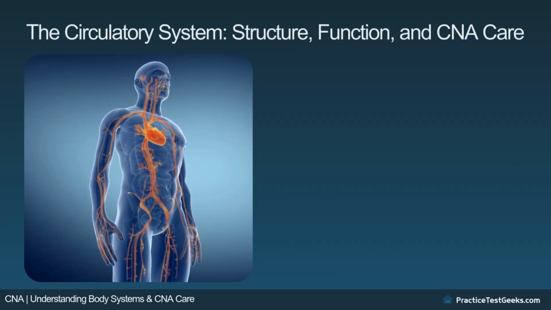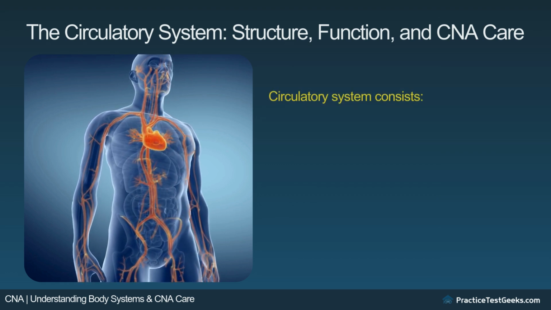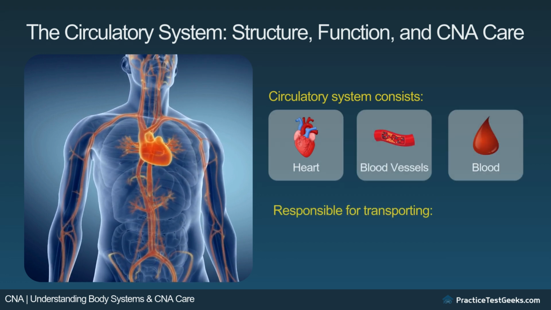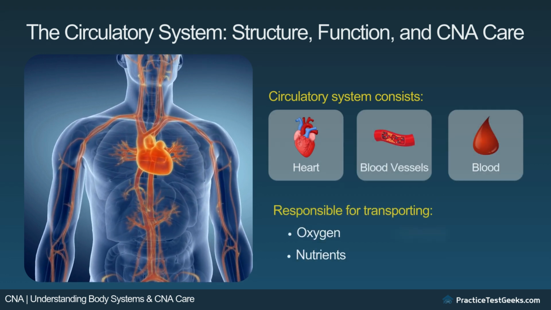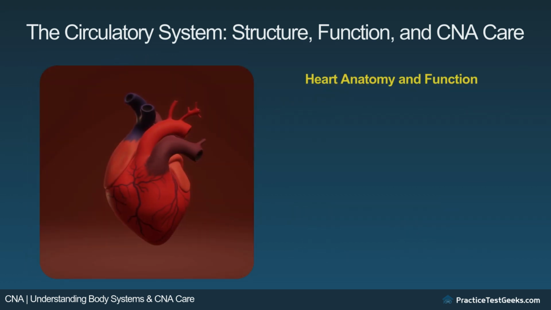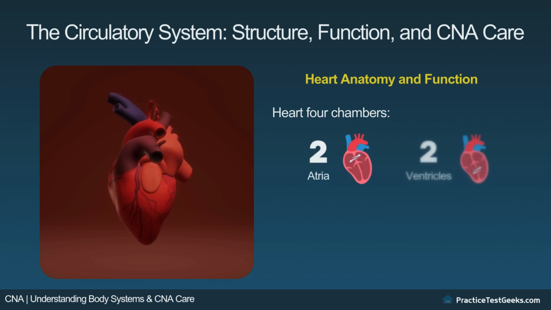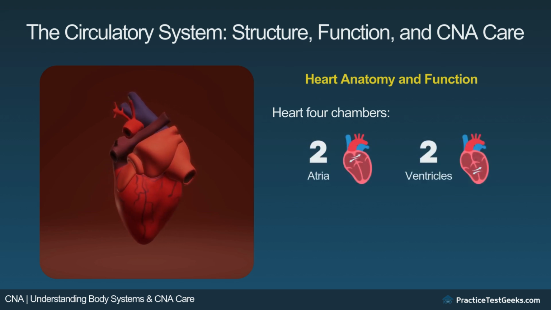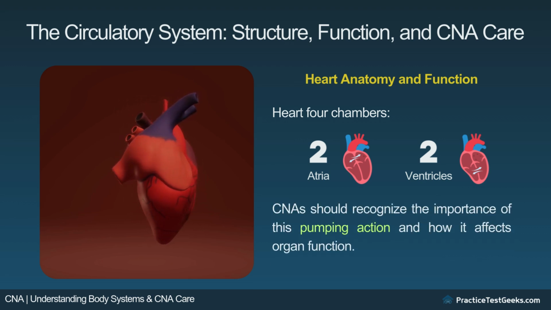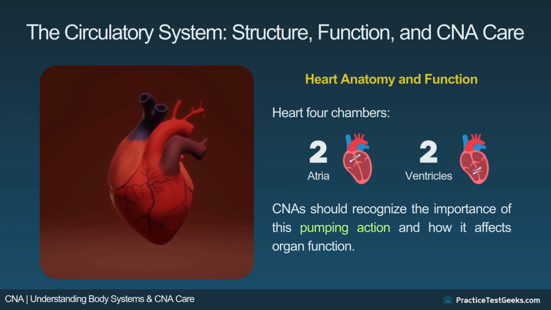The circulatory system, structure, function, and CNA care. The circulatory system consists of the heart, blood vessels, and blood, responsible for transporting oxygen, nutrients, hormones, and waste products. Heart, anatomy, and function. A heart has 4 chambers, 2 atria and 2 ventricles that pump oxygen-rich and oxygen-poor blood throughout the body. CNAs should recognize the importance of this pumping action and how it affects organ function.